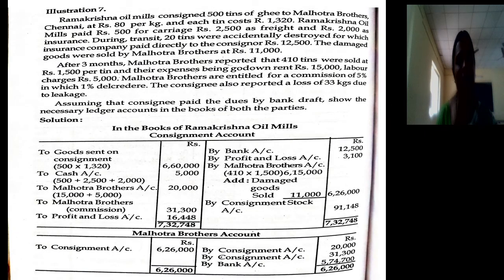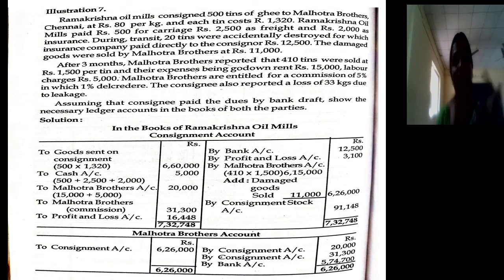So let me move towards the 7th problem. I will just read it. Ramakrishna Oil Mills consigned 500 tins of ghee to Malhotra Brothers, Chennai at rupees 80 per kg. Each tin cost rupees 1,320. Ramakrishna Oil Mills paid 500 for carriage, 2,500 as freight, 2,000 as insurance. It means the consignor incurred expenses. During transit, 20 tins were accidentally destroyed, for which the insurance company paid directly to the consignor 12,500. This sentence was not there in the 5th problem.